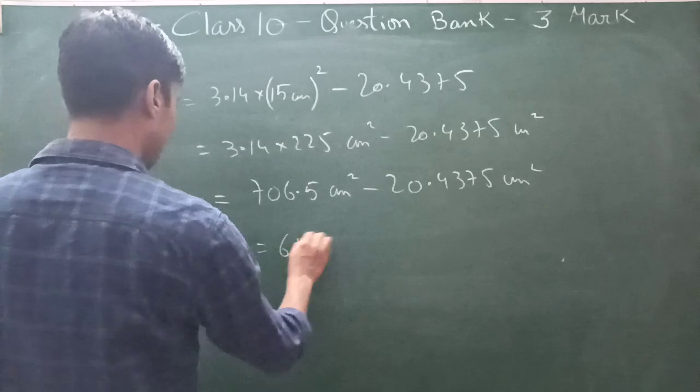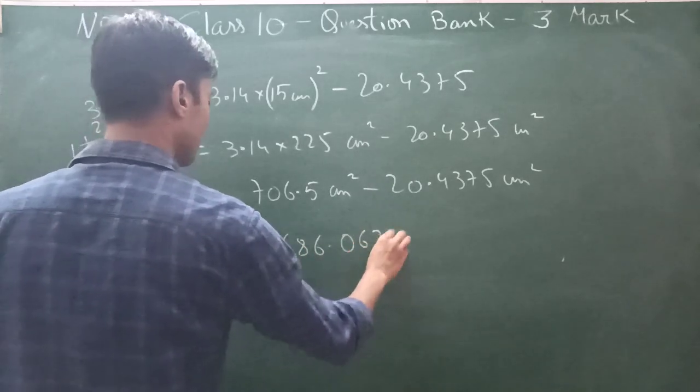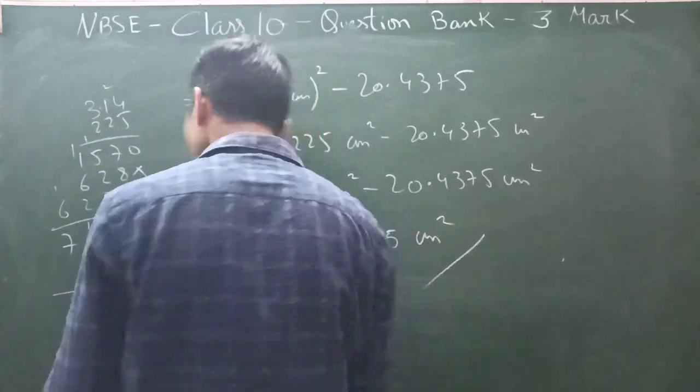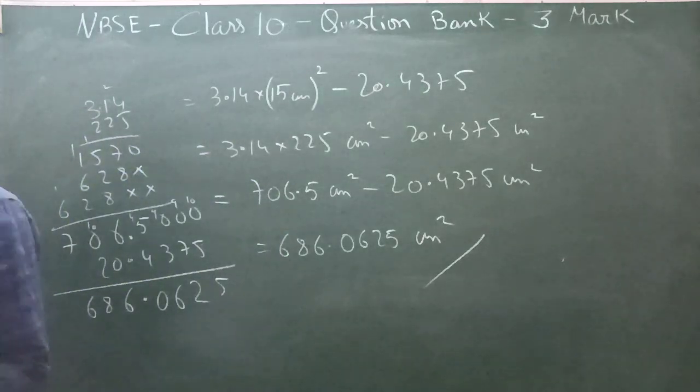So that's like 686.0625 centimeter square. 686.0625 centimeter square. Alright, so this was question number 17, wasn't it? Yes.